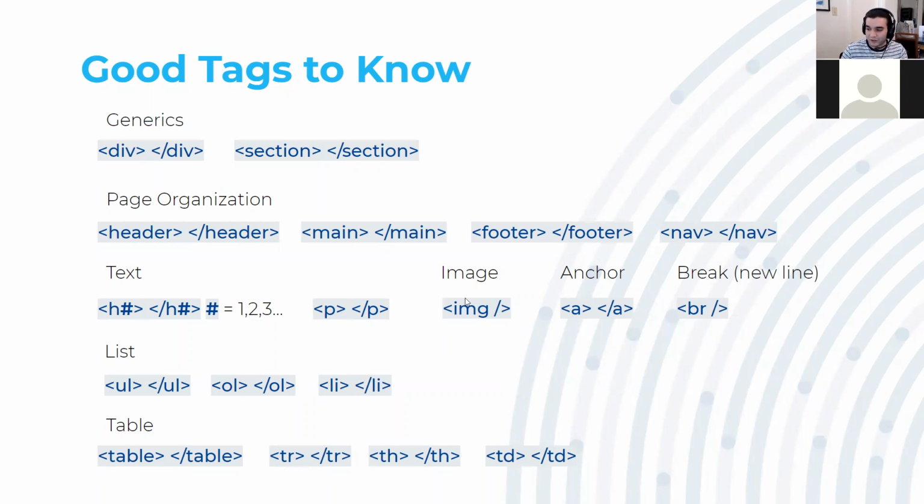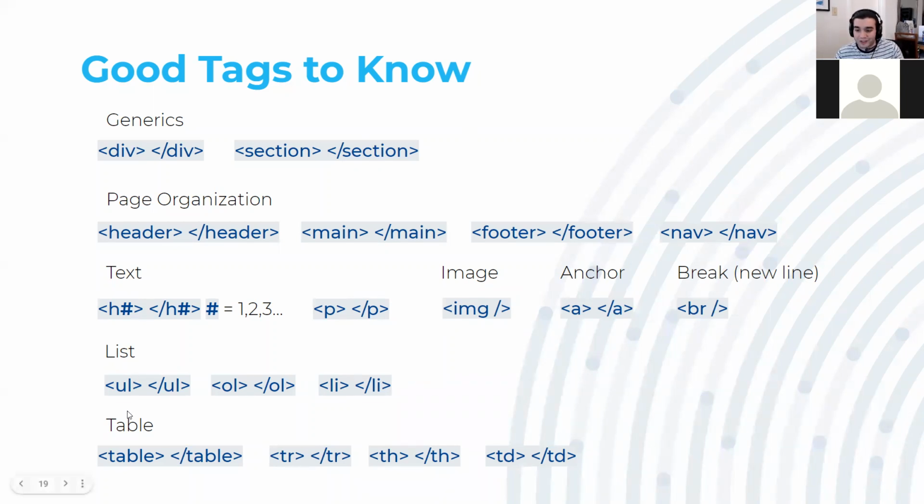Image, we already saw this one. You can place an image on the web page. Anchor, this is a super useful tag. You can use it to link to other websites or other pages. There's a lot of other functionality for it too. The break tag, BR, is to break into a new line. It's not great practice to use this, but it's nice to have in your tool set.